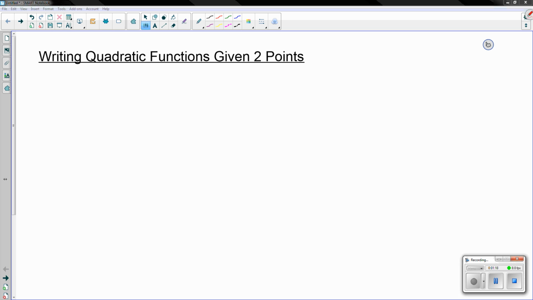Now, because one of the points we're given is the vertex, we're going to use vertex form to ultimately write the equation of these quadratics. And as a recap, vertex form is going to look something like this, where we have y equals some constant value a times x minus h squared plus k, where h and k are also constant values.